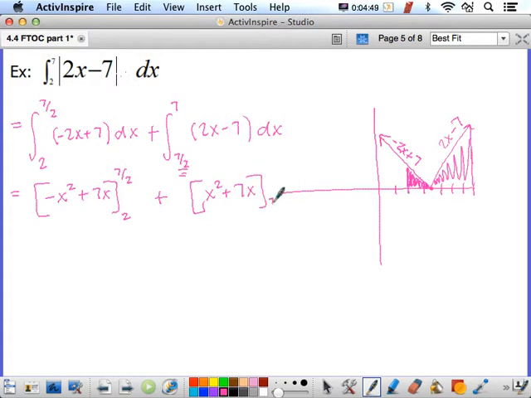And that's evaluated from 7/2 to 7. Oh, I just cannot get that minus right. Minus 7x. Thank you. Goodness. Okay. Double check. Are all my signs good? Yeah?